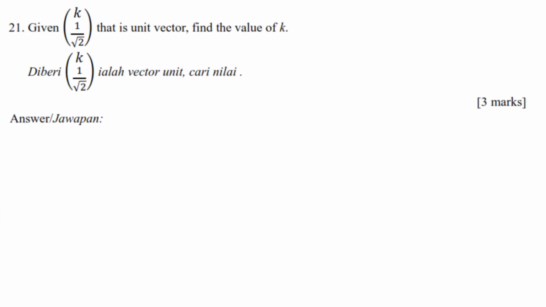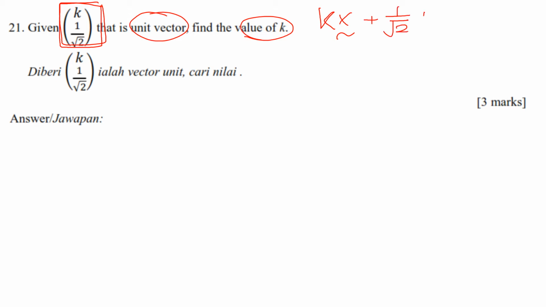Okay, question 21. Given k x plus 1 over square root 2 y is a unit vector. So this is the keyword, the key information. Find the value of k. So what is this indicating? You should see this as the vector k x plus 1 over square root 2 y. The given information says that it is a unit vector. What is a unit vector? It means that the magnitude is 1, right?